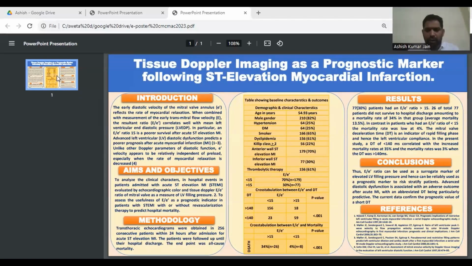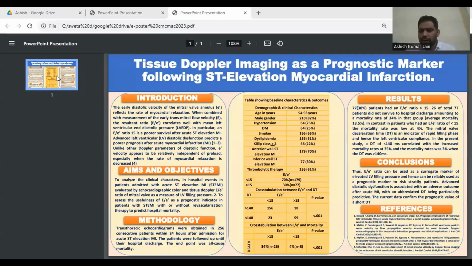34% of the patients died compared with the average mortality of 13.5%. And when E/E' ratio was less than 15, only 4% of the patients died. So the p-value was highly significant. Conclusion: E/E' ratio can be used as a surrogate marker of the elevated LV filling pressure, and hence can be reliably used as a prognostic marker to risk stratify the patients.